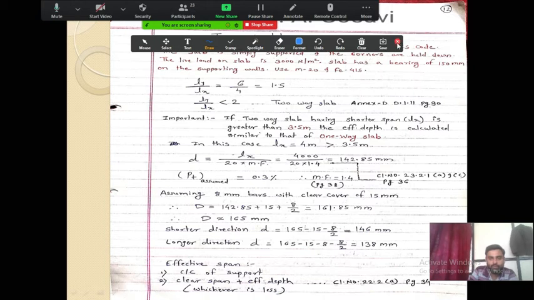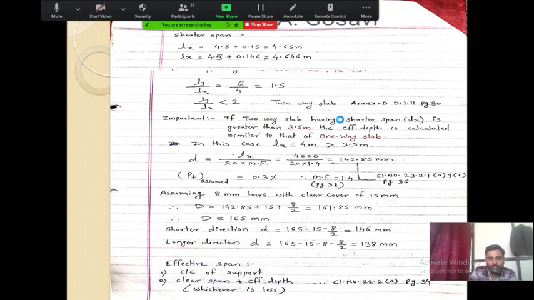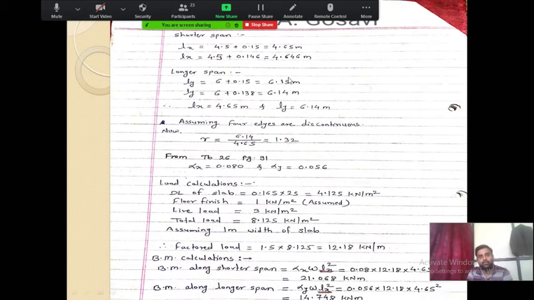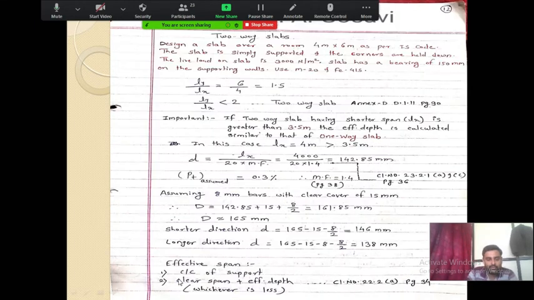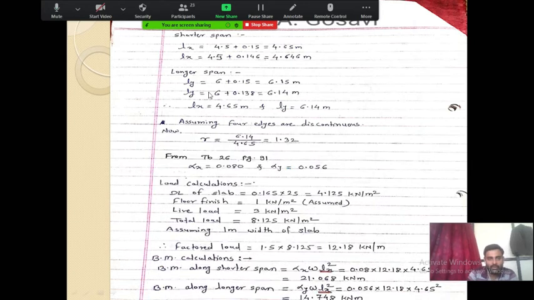what is given. See here. So the effective span is calculated in shorter direction as well as in longer direction. What they have said accordingly it is calculated. What the clause says, center to center of support. So first you calculate the center to center and then clear span plus effective depth.